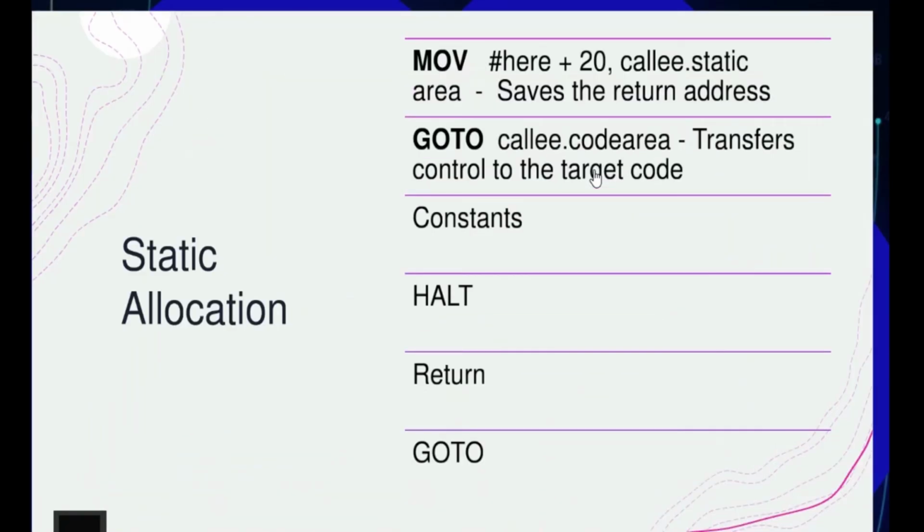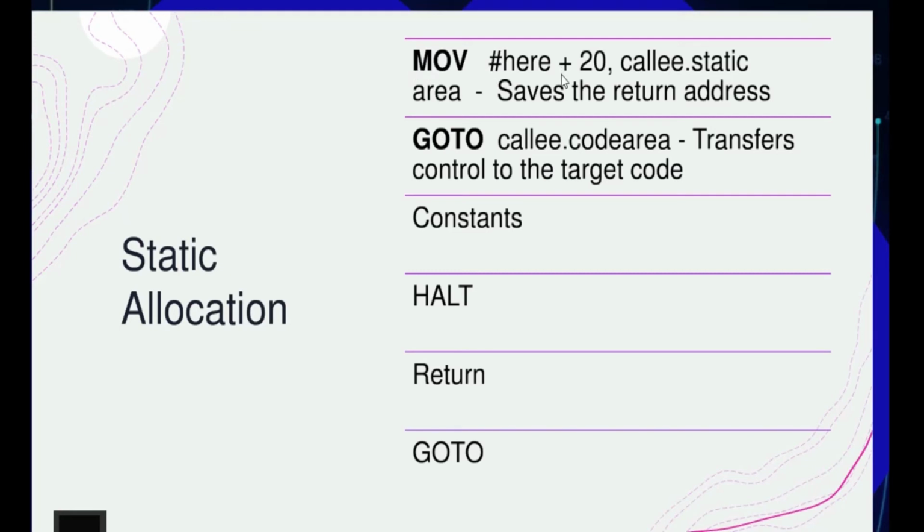See, in a static allocation, when a call to a procedure statement is executed, the move instruction, MOV, will save the return address and go to P. Go to P is nothing but this statement will transfer control to the desired target code location of the procedure P. So a call statement in intermediate code is implemented by a sequence of 2 target machine instructions.